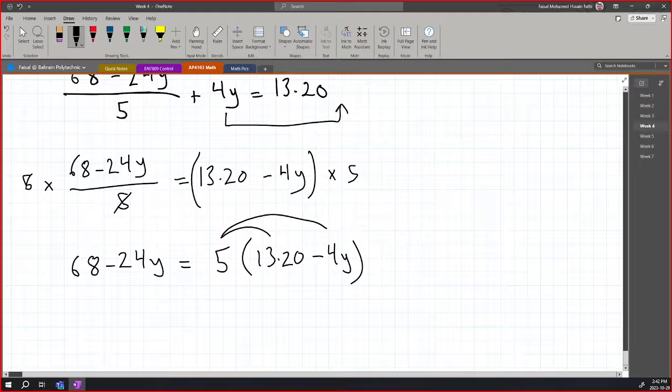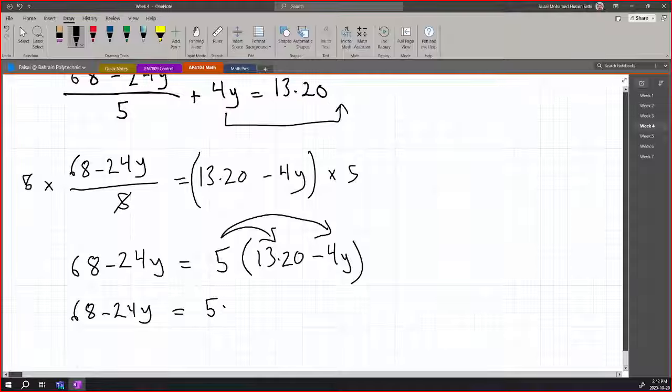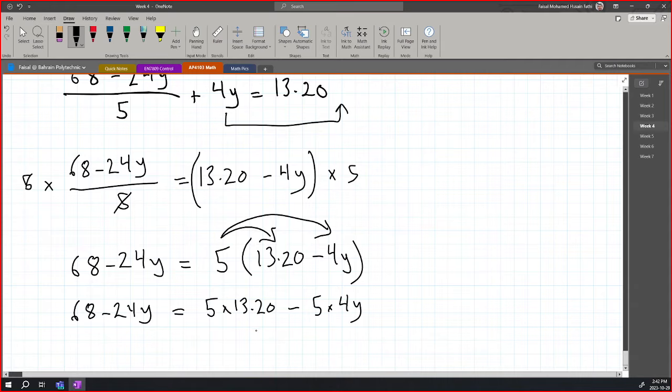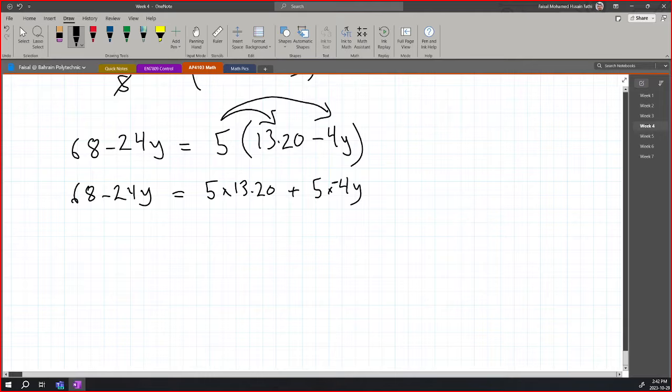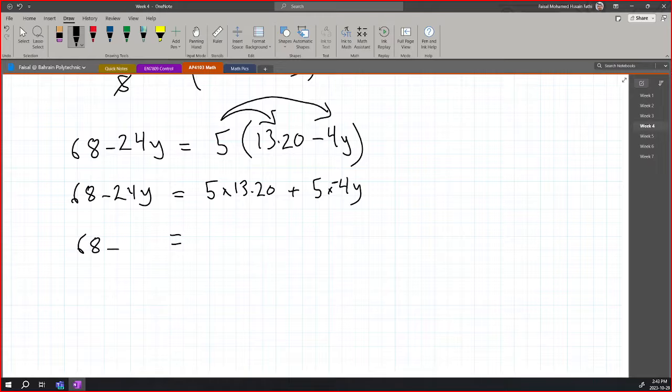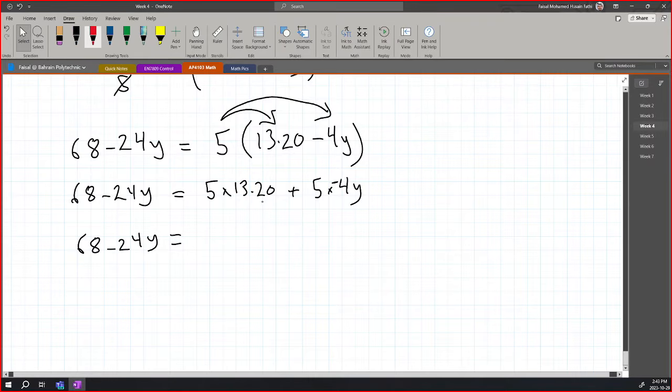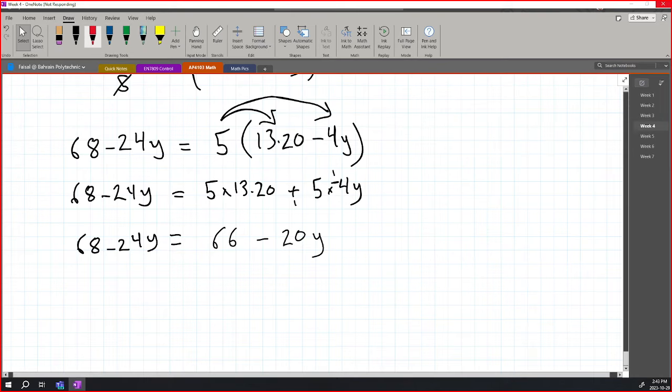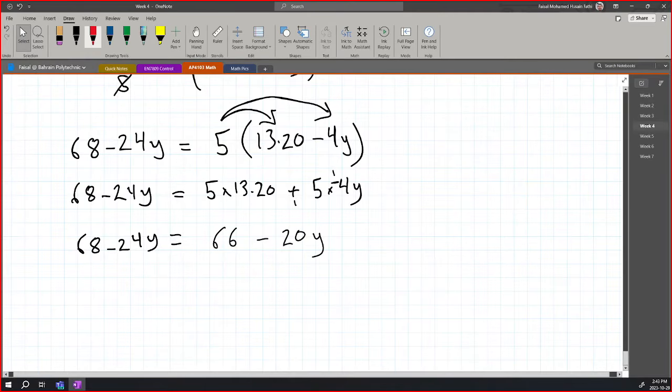We are distributing here. So 68 minus 24y is equal to 5 times 13.20 minus 5 times 4y, or you can say plus 5 times minus 4y. To simplify a bit, 68 minus 24y is equal to 5 times 13.20, which is 66, and plus and minus gives minus, 5 times 4 is 20y. Okay, now we have 68 minus 24y on one side and 66 minus 20y on the other.